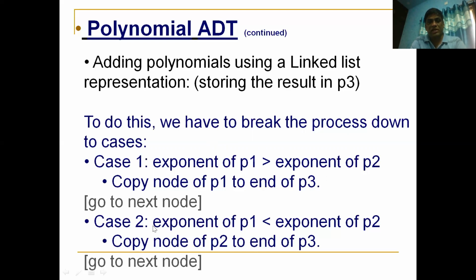Okay. And the second case is if the exponent of polynomial 1 is less than the exponent of polynomial 2, then because this has the higher exponent, we simply copy that node's information and add it to the end of the result polynomial P3.